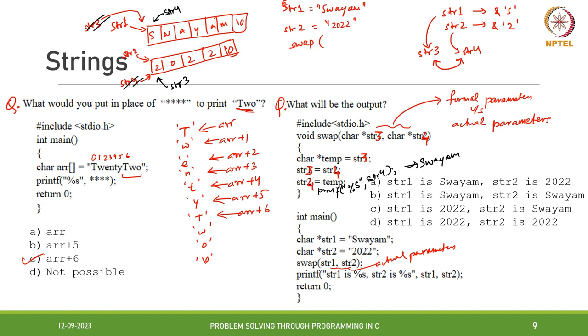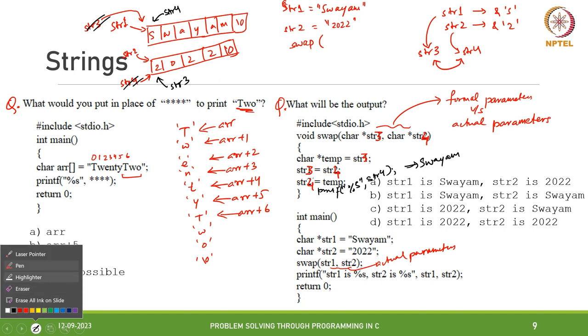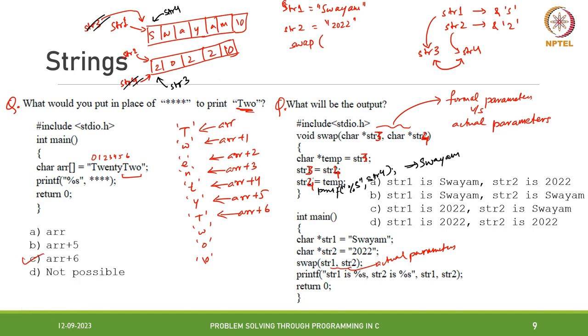You are printing it back in the main function, and str1 and str2 are still unaffected by whatever you have done in the swap function. So when you print this, str1 still is pointing to SWAYAM and str2 is still pointing to 2022. Because of that, you will get the answer: str1 is SWAYAM, str2 is 2022. Is it clear?